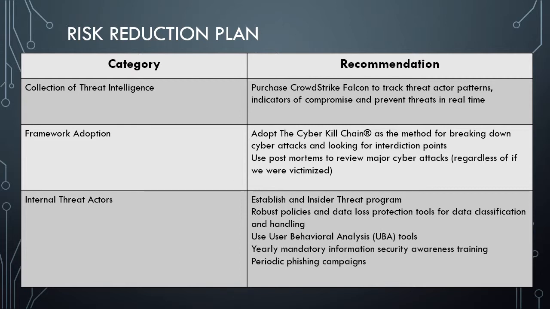So let's look at the risk reduction plan for the CTIP. So my recommendation is a cyber threat intelligence tool spend on CrowdStrike. That's first. This will help with our intelligence process collection. And I believe we should also adopt the cyber kill chain as our framework to review attacks. To deal with internal threat actors, we need an insider threat program, robust policies, and data loss protection tools to manage our IP. We should use UBA tools to track entity patterns, have mandatory security awareness training, and periodic phishing campaigns and training. So this is a tool, a framework, and looking at threat actors from an internal perspective.